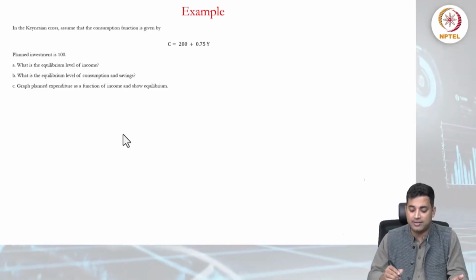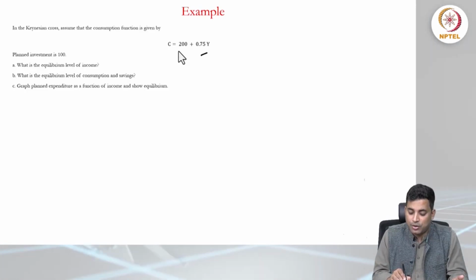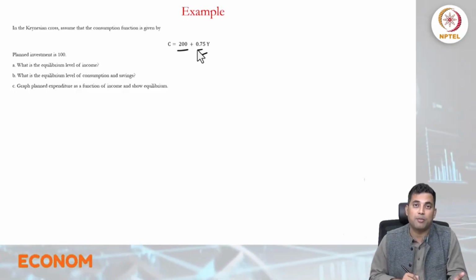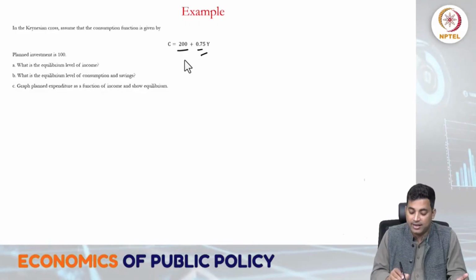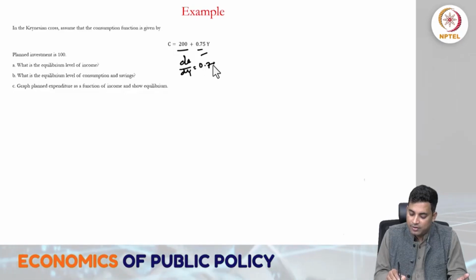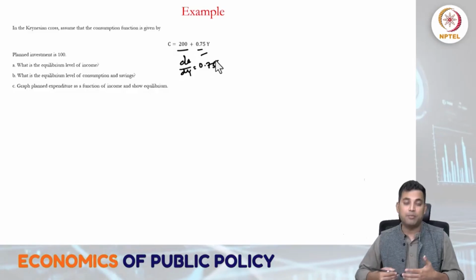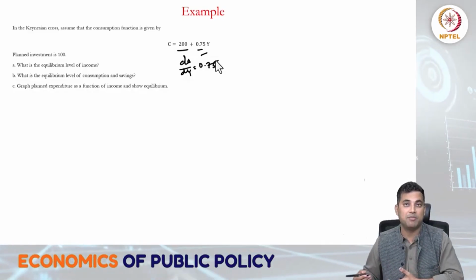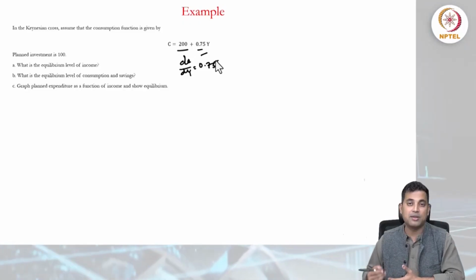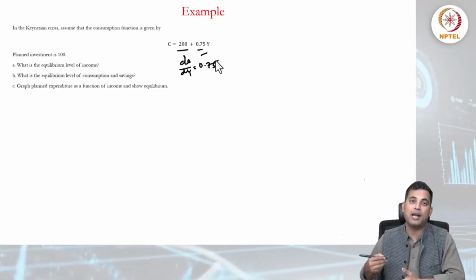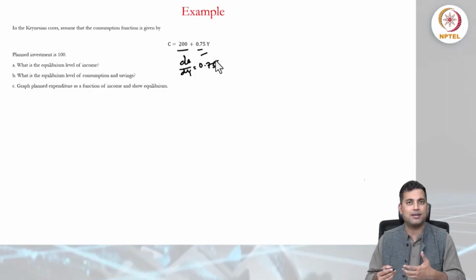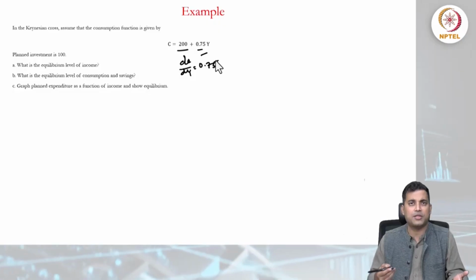Assume the consumption function is given like this: C equals autonomous consumption, here 200, plus small b, the marginal propensity to consume, which is del C by del Y, equal to 0.75. From 0.75 we know the marginal propensity to consume is 75% of income. That means 0.25 is the marginal propensity to save: 75% of income goes to consumption and 25% goes to savings. These are just economic interpretations from this equation.